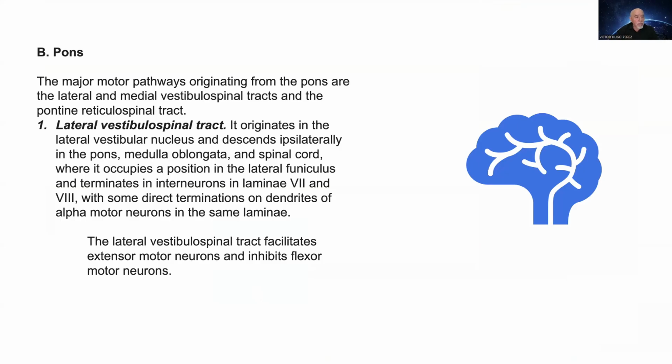So in the pons, the major motor pathways originating from the pons are the lateral and medial vestibulospinal tracts and the pontine reticulospinal tract. The lateral vestibulospinal tract originates in the lateral vestibular nucleus and descends ipsilaterally in the pons, medulla oblongata, and spinal cord, where it occupies a position in the lateral funiculus and terminates in interneurons in laminae 7 and 8, with some direct terminations on dendrites of alpha motor neurons in the same lamina. The lateral vestibulospinal tract facilitates extensor motor neurons and inhibits flexor motor neurons.